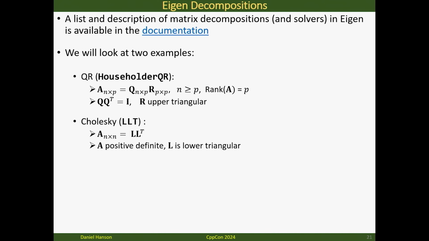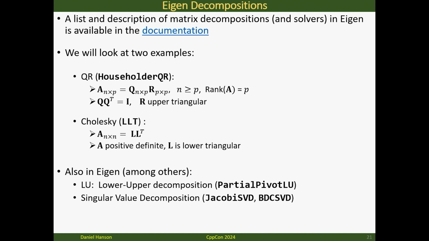Okay. So what this says is if A is positive definite, then the square matrix A can be represented by the product of a lower triangular matrix L and its transpose.